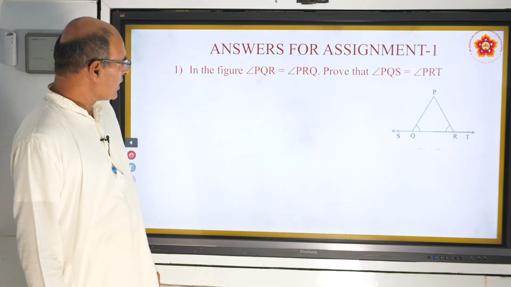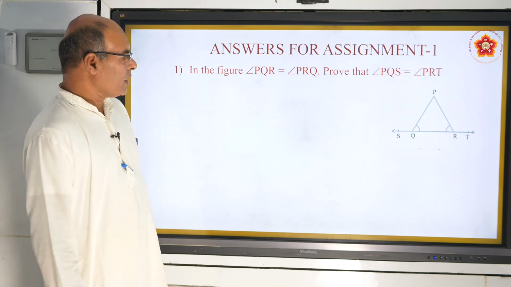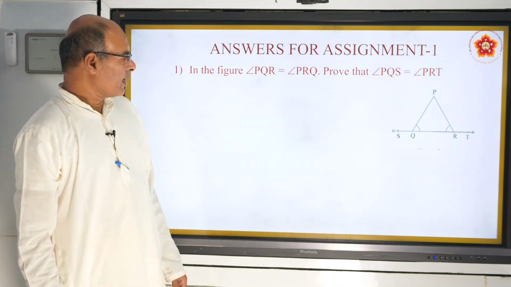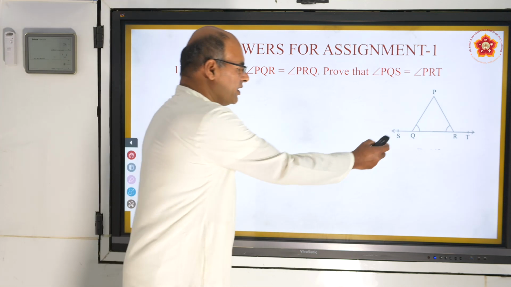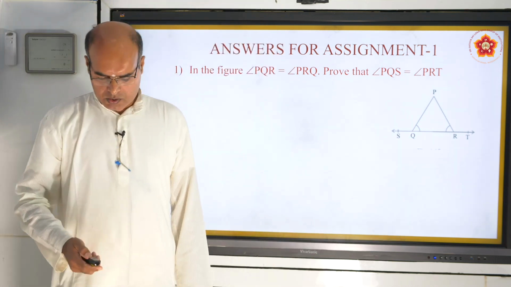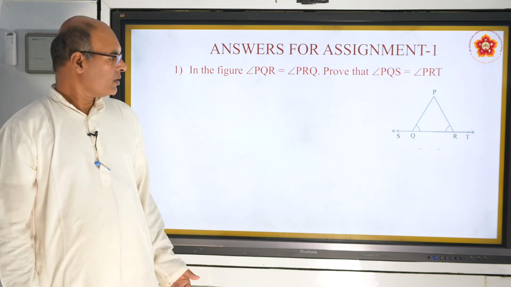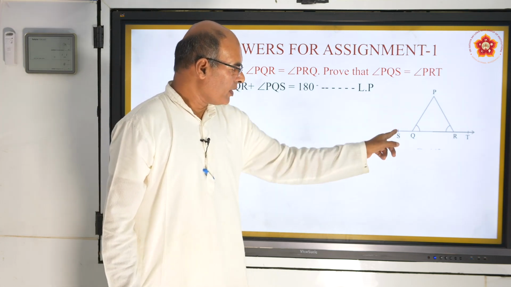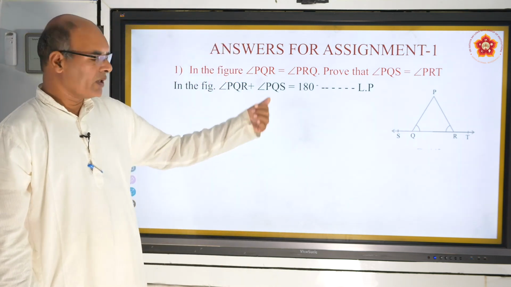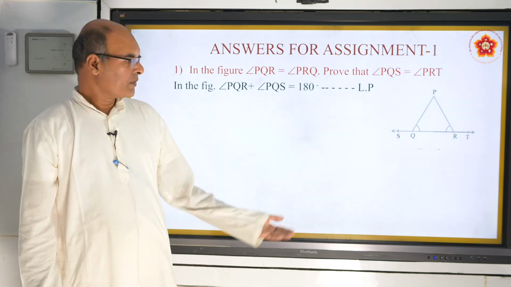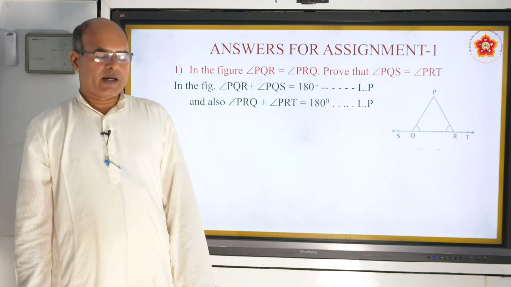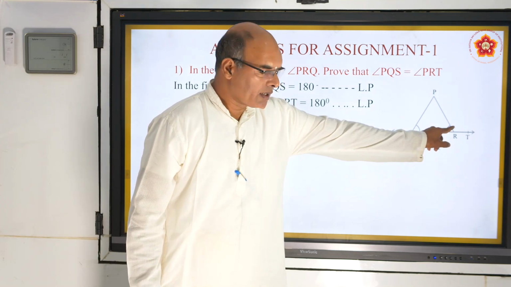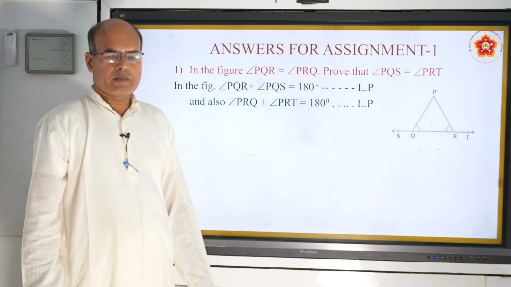The first question is, in the figure, angle PQR is equal to angle PRQ. Angle PQR is here, angle PRQ. They are inside the triangle. They are equal, it is given, and we have to prove that these exterior angles are equal. So I hope you have done it. Very easy question. Take one pair of linear pair angles. So I am taking here angle PQR plus angle PQS is equal to 180 degree. Linear pair angles. Take another pair of linear pair angles, angle PRQ plus angle PRT. So these two angles, linear pair angles, their sum is 180 degree.